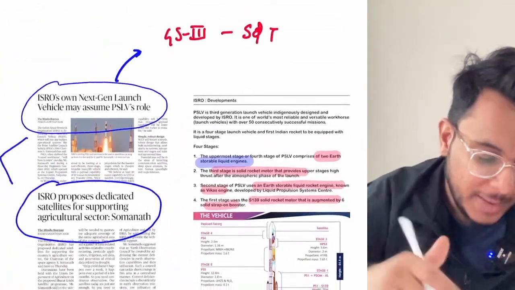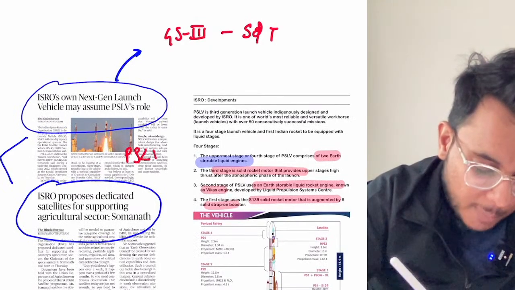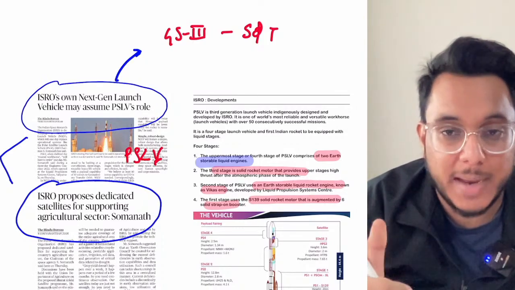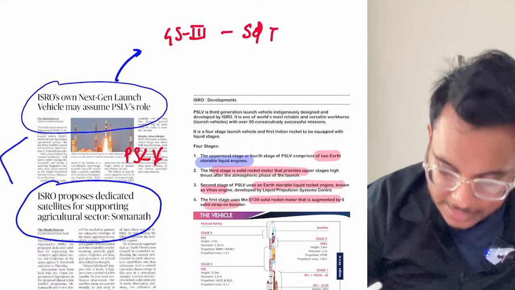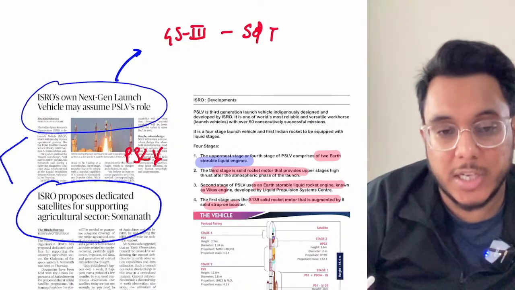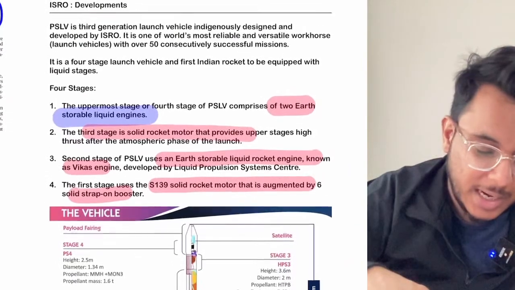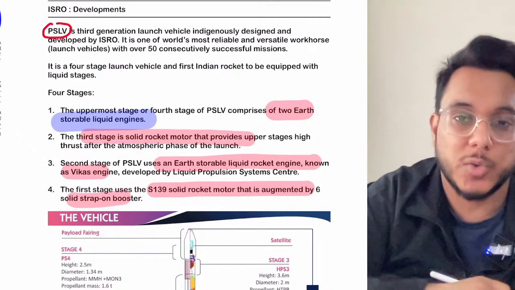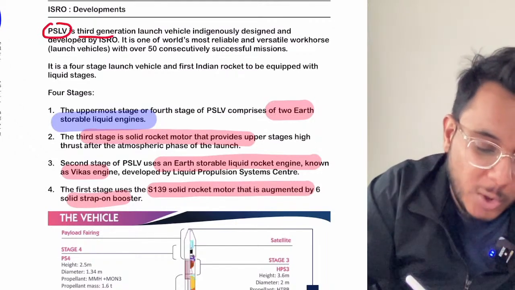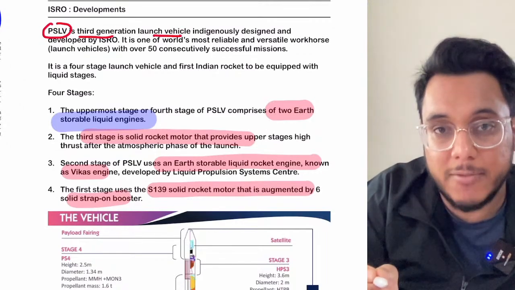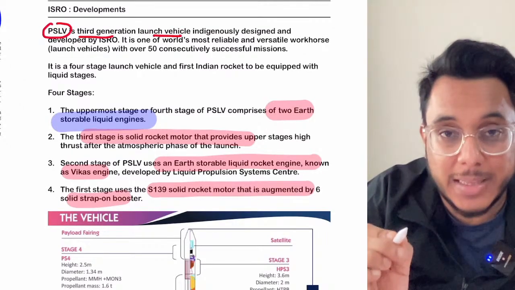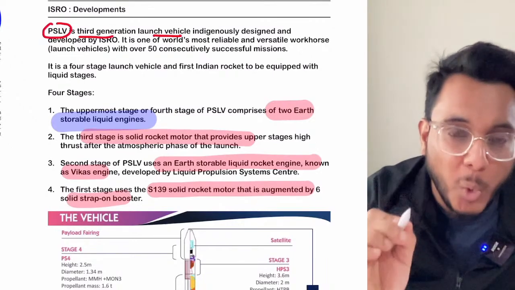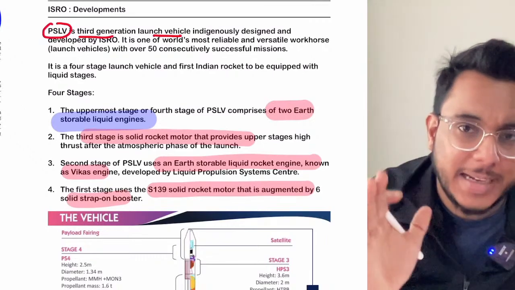First of all, the first development is with respect to the PSLV, that is the Polar Satellite Launch Vehicle. The Polar Satellite Launch Vehicle will be replaced by the new NGLV, that is the Next Generation Launch Vehicle. Let's discuss this article. First of all guys, the PSLV, Polar Satellite Launch Vehicle, is the third generation launch vehicle which has been indigenously developed. It has been developed and designed by ISRO, and the PSLV has been one of the most successful launch vehicles in the entire world.